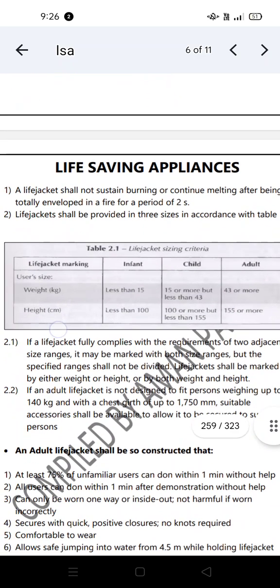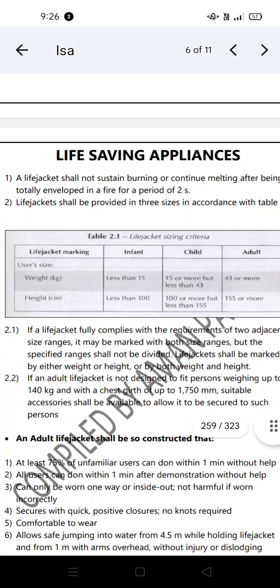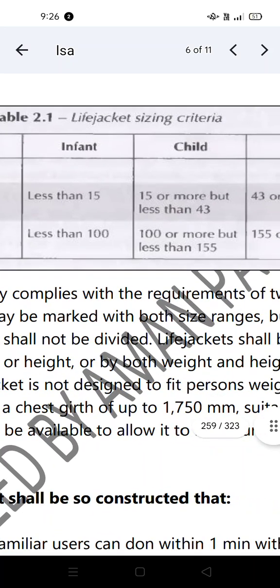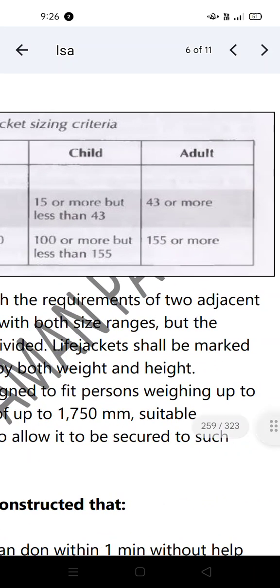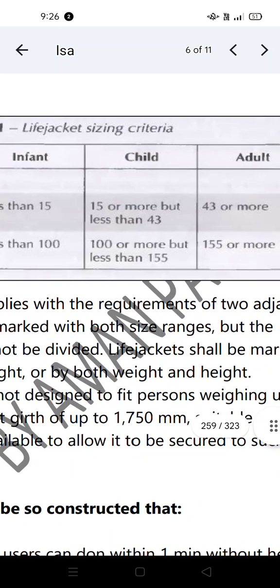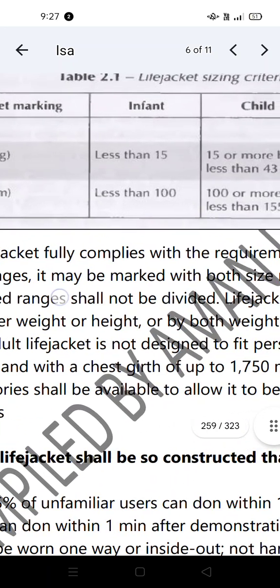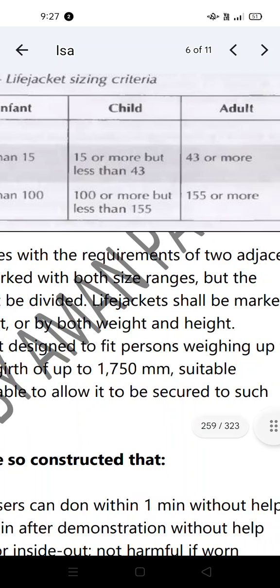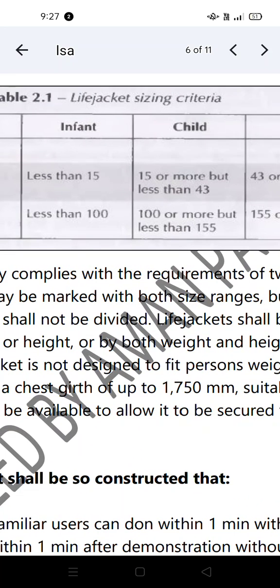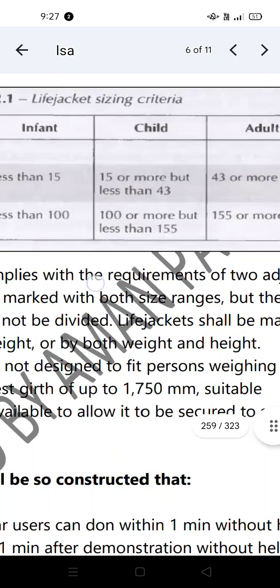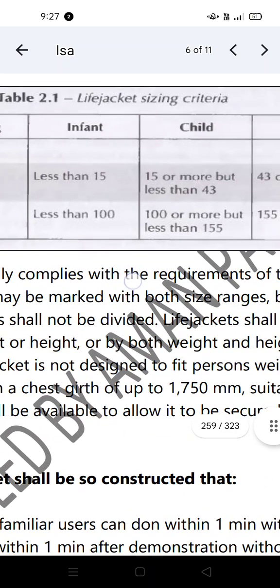Life jackets shall be provided with size in accordance with the table. Weight less than 15 infant, 15 or more but less than 43, 43 or more adult. Okay, so this is new. Height less than 100 centimeter infant, 100 to 155, and more than 155 adult. Okay, so less than 15, 15 to 43, and 43 and more.